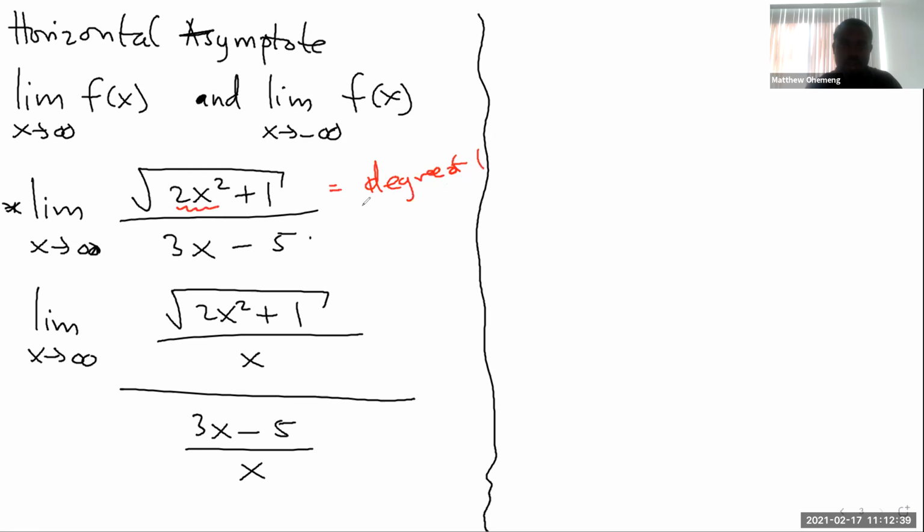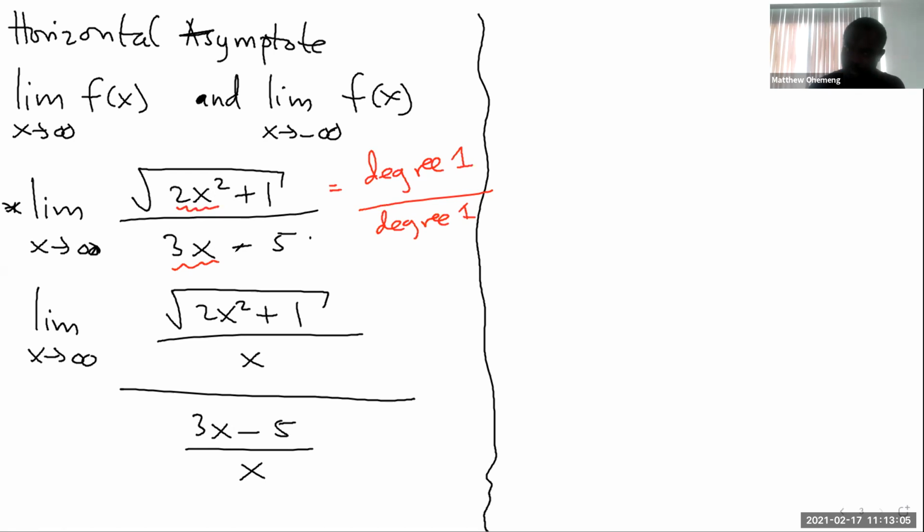You see, it's good you asked that. Let me erase and write it well. Let's say degree 1. Right? What about the denominator? What's the degree? The denominator expression is also what? Degree 1. So you are taking a limit at infinity, and the degree of the numerator is 1, and the degree of the denominator is also 1.